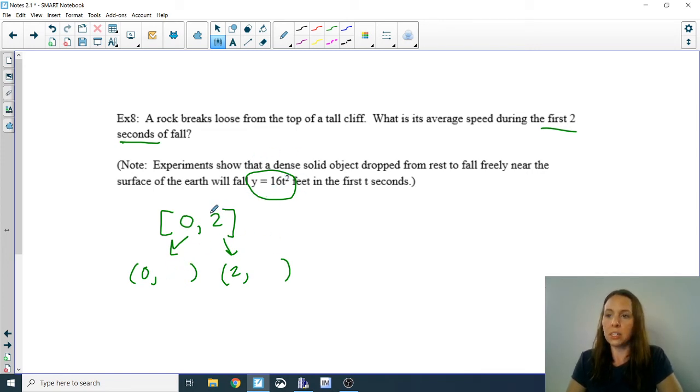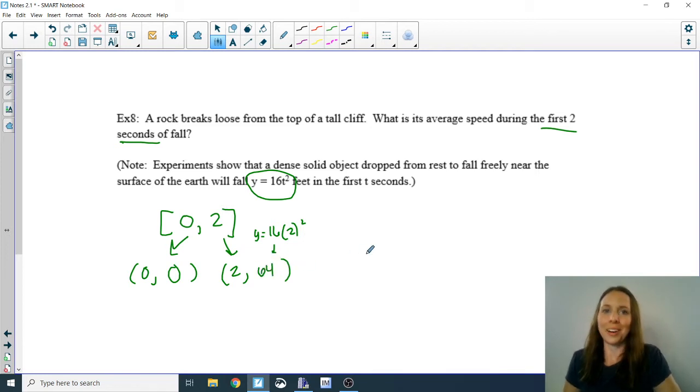Y equals 16t squared. Let's sub 0 in for t. 16 times 0 squared is 0, so we're starting at a height of 0. The next one would be 16 times 2 squared. That'll get us our y coordinate right there. And what's that? 2 squared is 4. 16 times 4 is 64. Make sure you do the order of operations correctly.